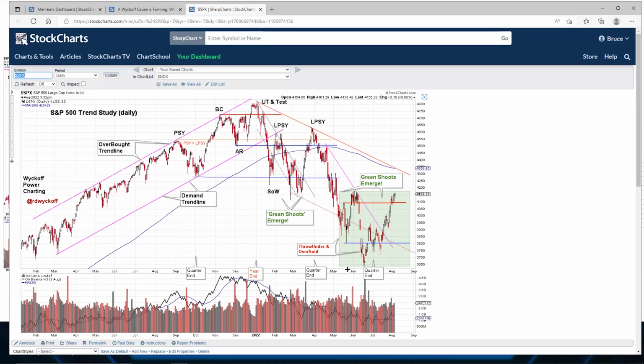Well, here's this area of green shoots. Let's take a minute and talk about what green shoots mean. We had green shoots off the March lows into this important rally.